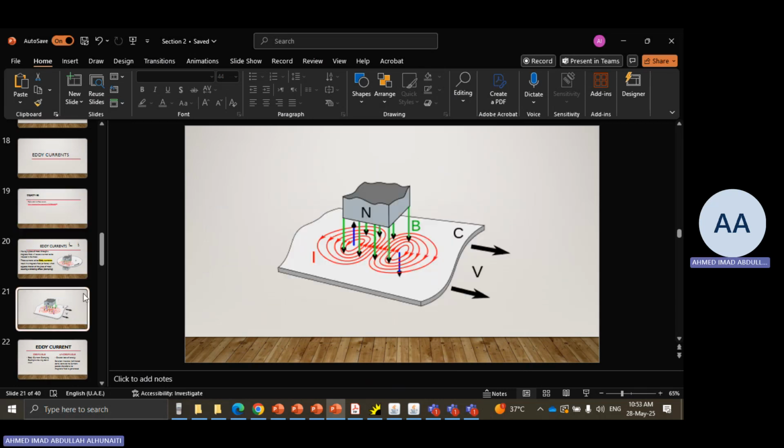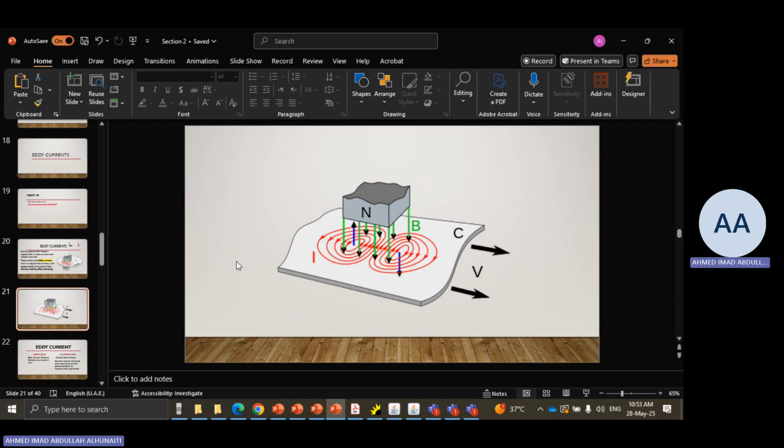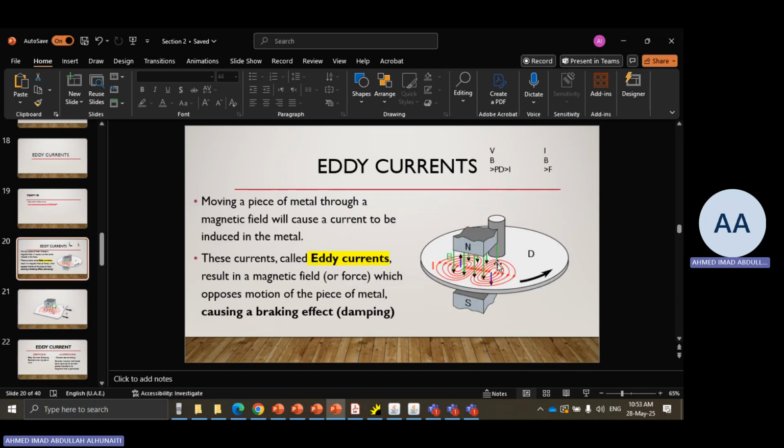So what if we don't have a wire? What if we have some sort of plate or a disc moving? So here we have a disc moving. Here we have a plate moving. Here we have a disc rotating.